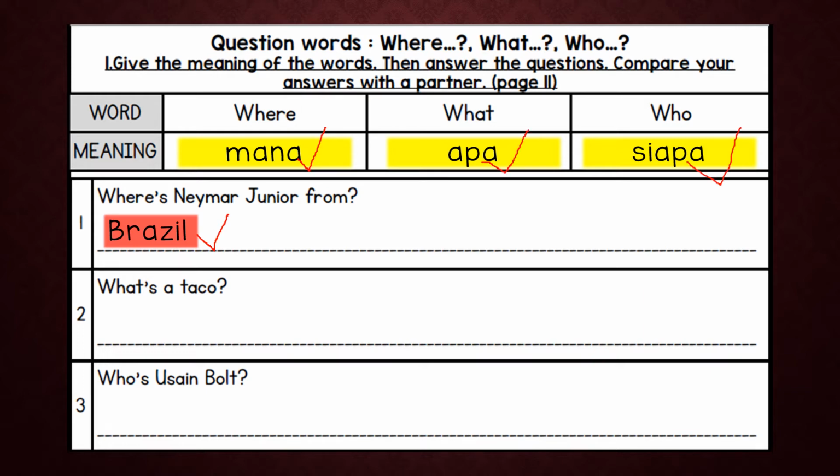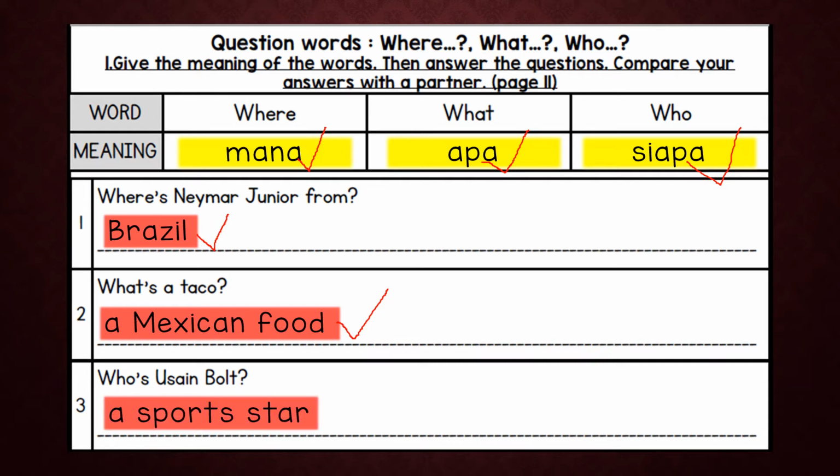Number 2, what's a taco? Did you find out what a taco is? A taco is a Mexican food. It is a Mexican food. Another tick if you have this correct. And the last one, number 3. Who's Usain Bolt? Usain Bolt is a sports star. He's a sports star. Dia jago lari dunia. Run, run, run.